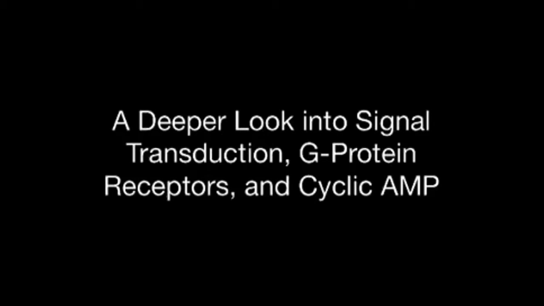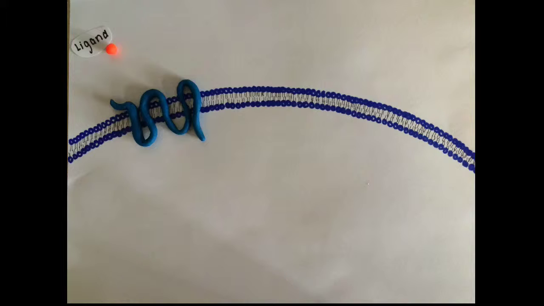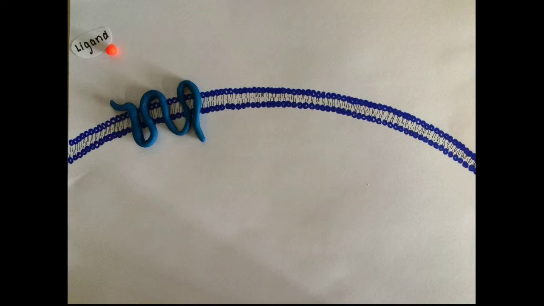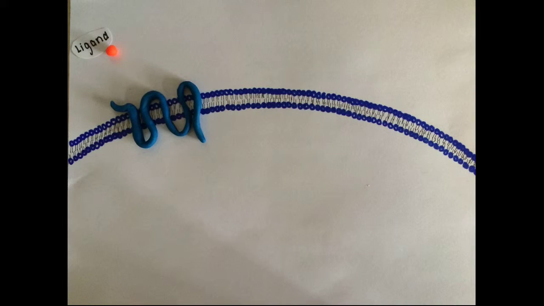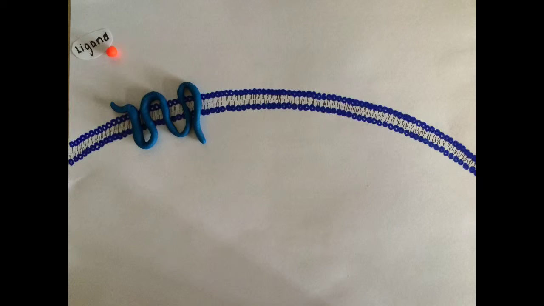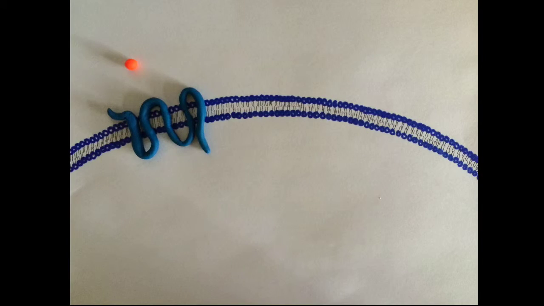A deeper look into signal transduction, G-protein receptors, and cyclic AMP. Signal transduction consists of reception, transduction, and response. First, ligands, such as ions or molecules from the external atmosphere, attach to receptors embedded in the cell membrane. The ligand-receptor relationship works like a key in a lock.